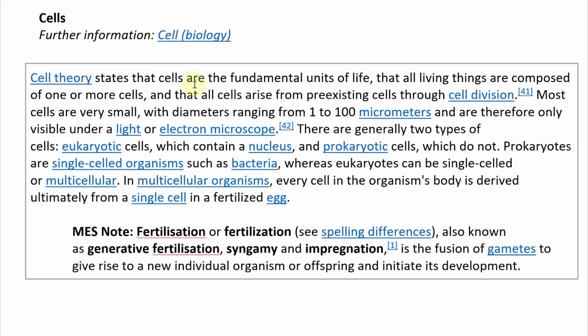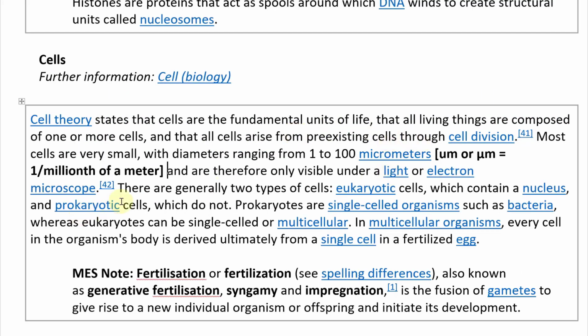Cell theory states that cells are the fundamental units of life, that all living things are composed of one or more cells, and that all cells arise from pre-existing cells through cell division. Most cells are very small, with diameters ranging from 1 to 100 micrometers, and are therefore only visible under a light or electron microscope.